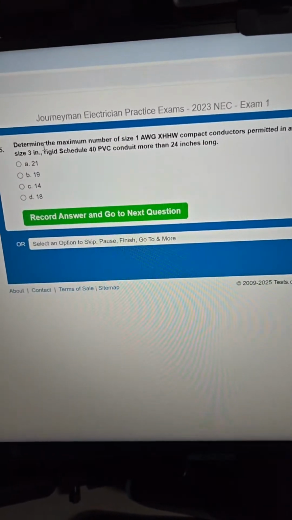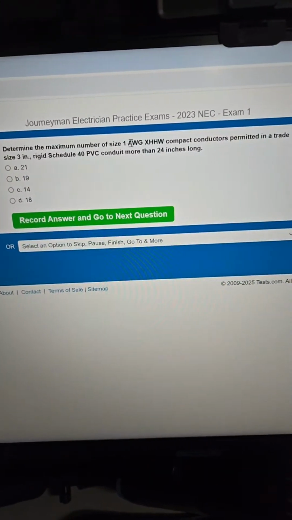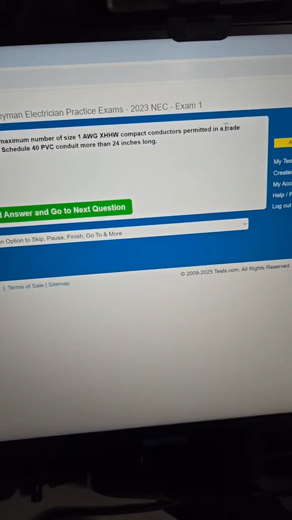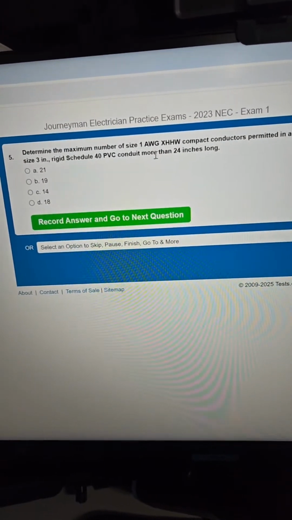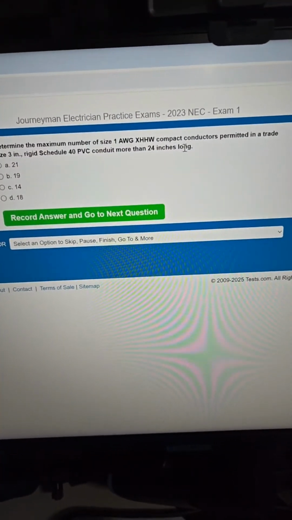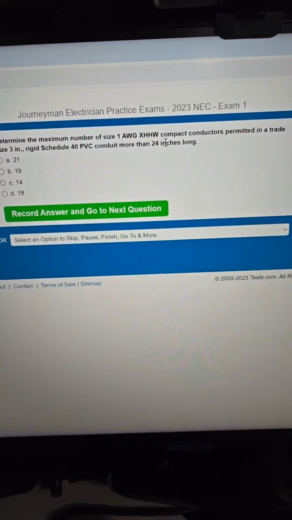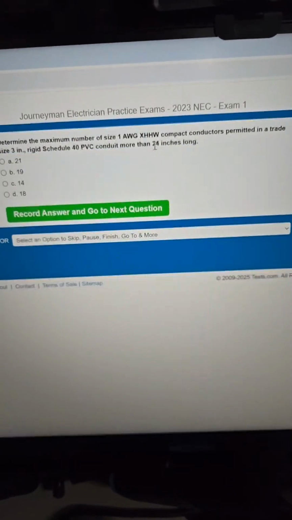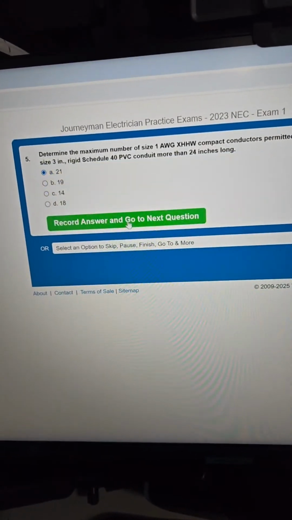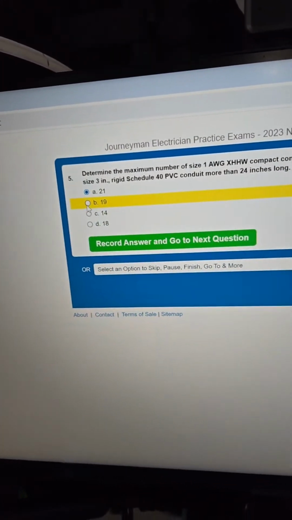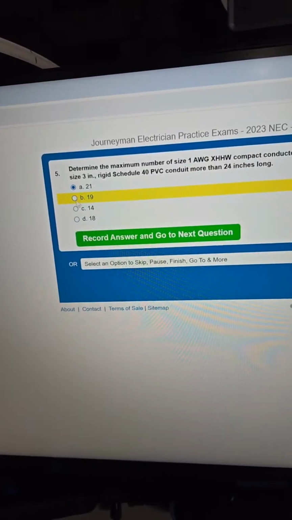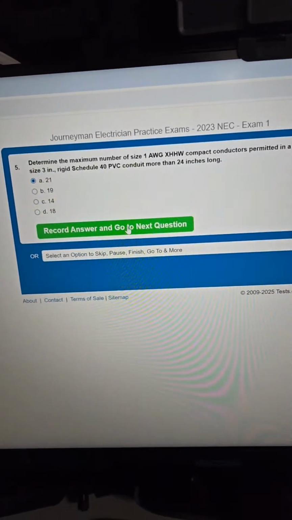Determine the maximum number size 1 compact conductors permitted in trade size 3-inch, rigid, schedule 40, more than 24 inches long. So if we went to the chart, we would see that we can go 60% full. And for that reason, we're going to go with 21, just for that reason, because the answer is probably 19 in the 40%, and then the 60 probably takes you up to the 21.